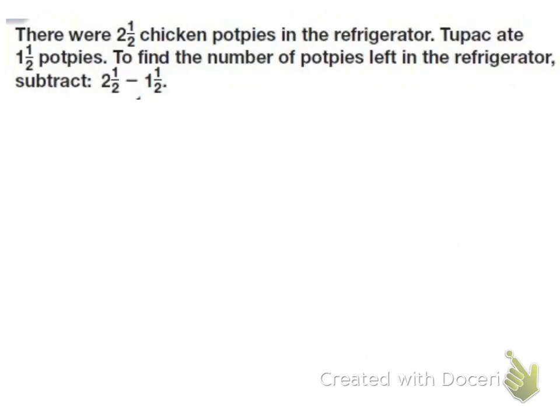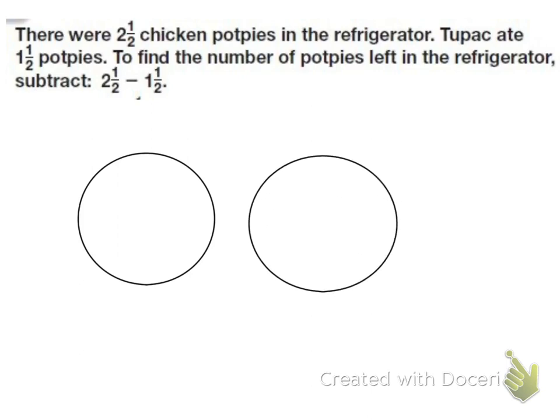Okay, the next problem, there were 2 1/2 pot pies in the refrigerator. Zapac ate 1 1/2 pot pie. To find the number of pot pies left in the refrigerator, subtract 2 1/2 minus 1 1/2. So I do this by first starting off with 2 1/2 circles. There we go. 2 1/2. Okay, and then we take away 1 1/2. So we take away 1 whole circle and then half of a circle.